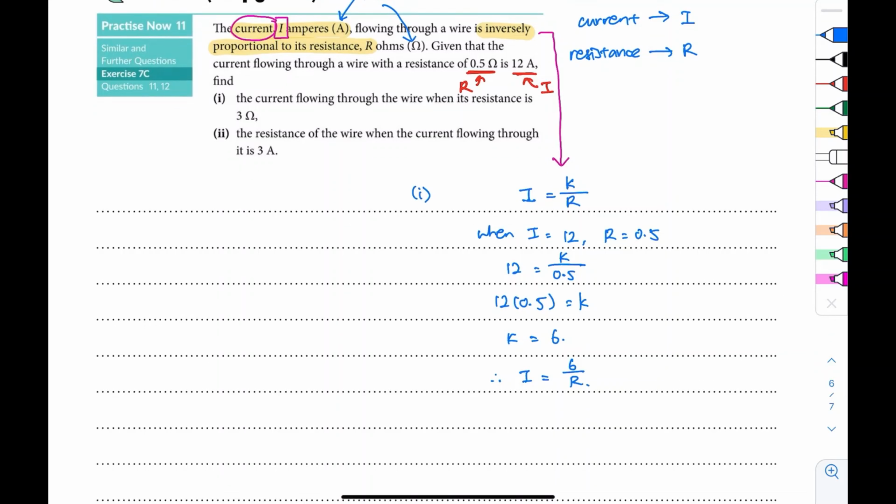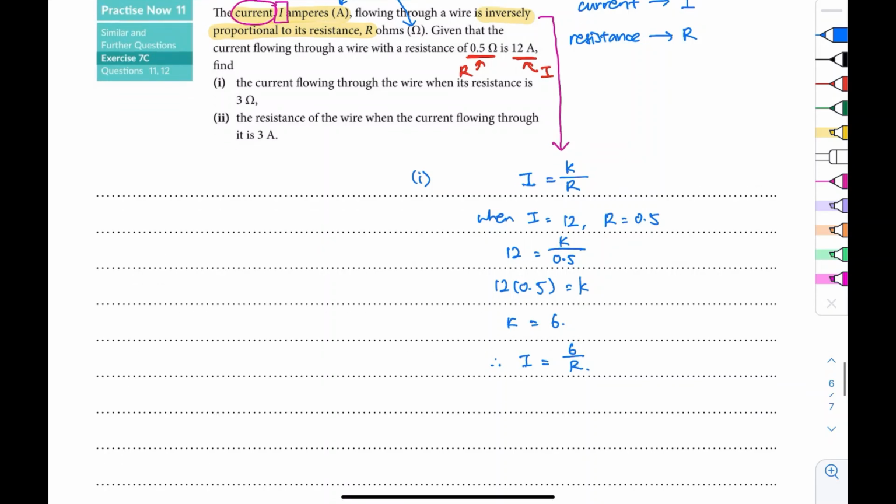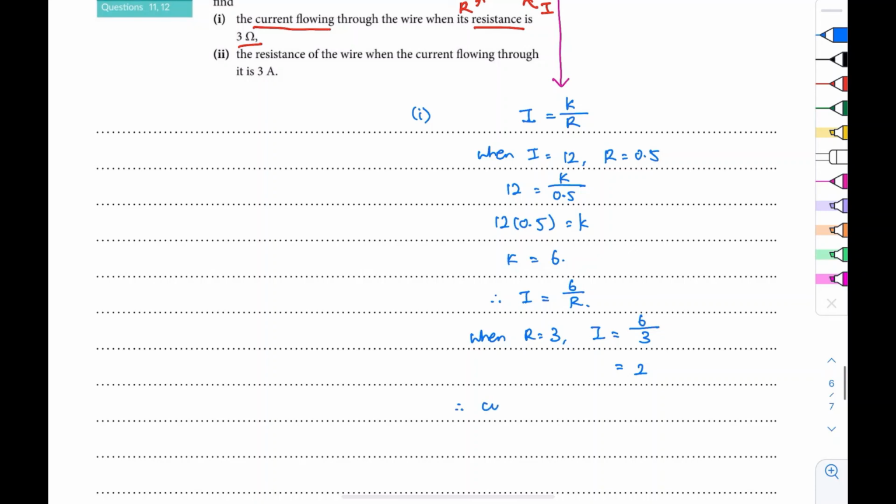Okay, so with I equals 6 divided by R, we now see that our question wants us to find out what is the current flowing through when the resistance is 3 ohms. So that means that when R is equal to 3, we want to find the current I, which is 6 divided by 3, and that gives us 2. So therefore, the current equals 2 amperes.